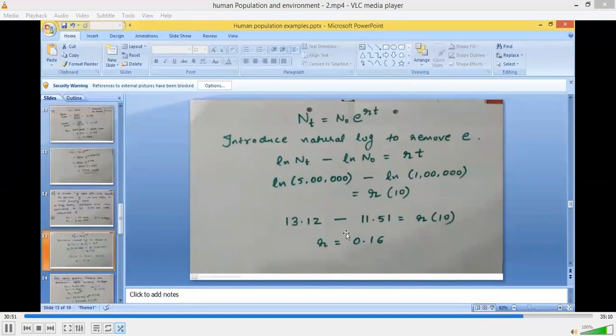So this is how we are getting the final value of r. Here I am removing this e, so when I remove this e, the natural log will be introduced on both sides. That is why you have to take ln 5 lakh minus ln 1 lakh. So the r value will be equal to 0.616. Just note this down first of all.